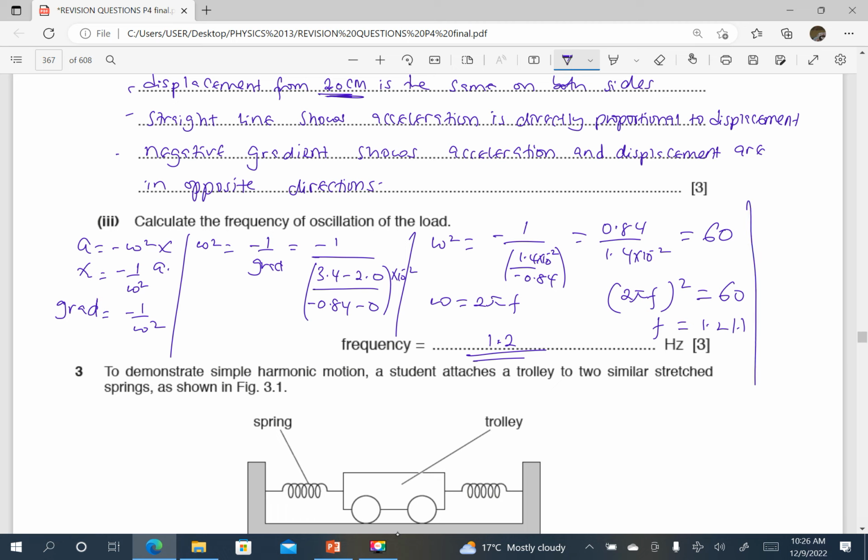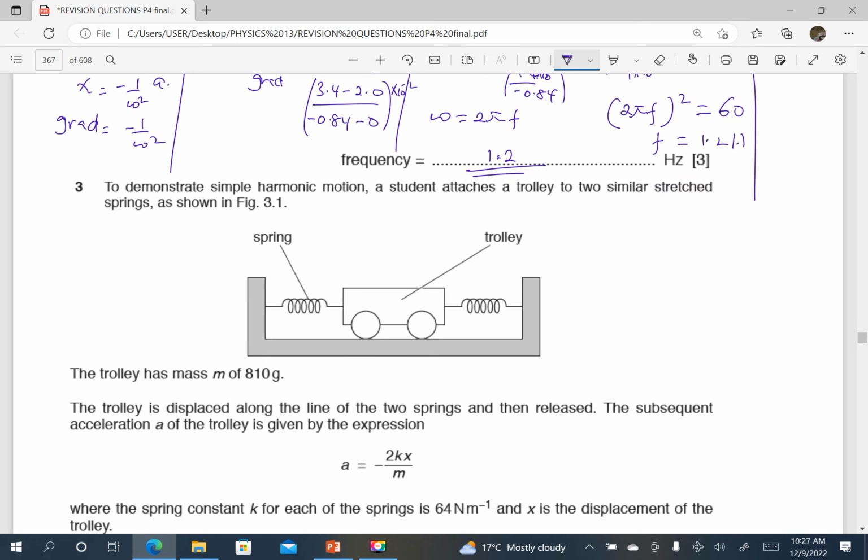If that is very hard for any of you, you can use the equation directly. You use a equals negative omega squared x, and you get a value of x and the corresponding value of a to give you omega. And when you get omega, you will be able to find the frequency. Of course, you can't use a equals 0 and x equals 0, that will not make any sense. Okay.